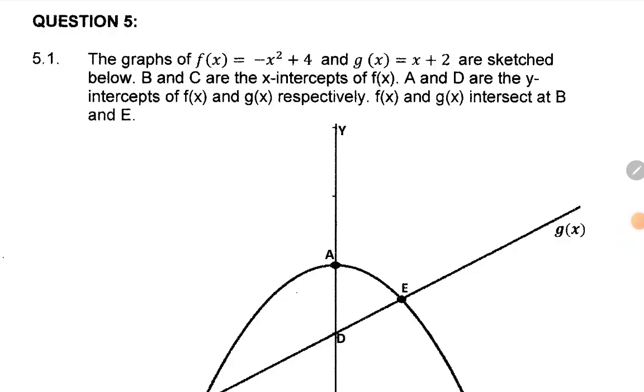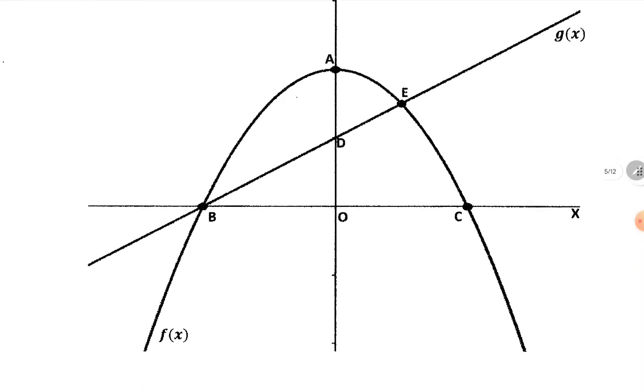November 2022, paper 1, question 5. The graphs of f(x) = -x² + 4 and g(x) = x + 2 are sketched below. B and C are the x-intercepts of f(x), and D and A are the y-intercepts of g(x) and f(x). The f(x) and g(x) intersect at B and at E.